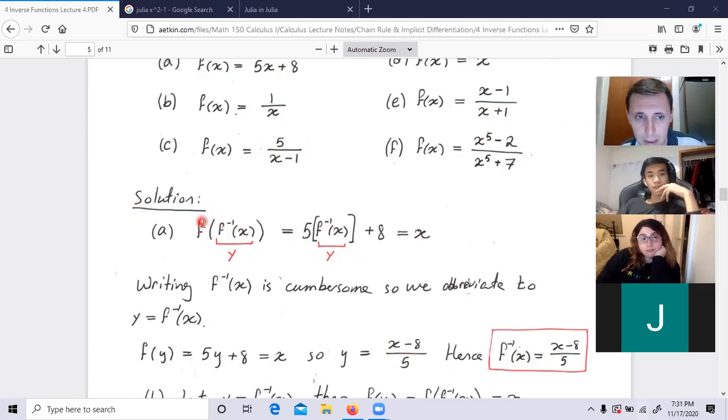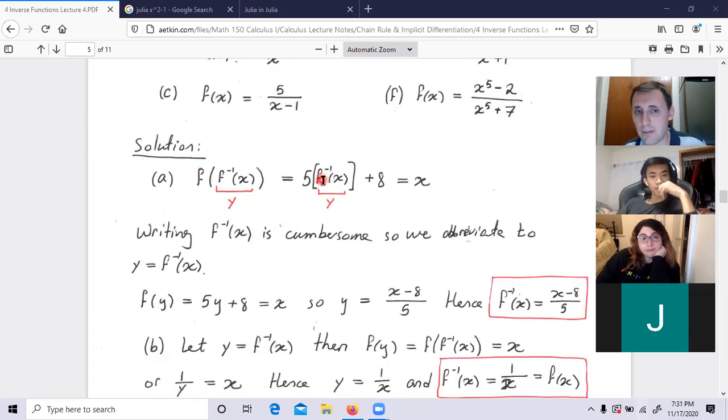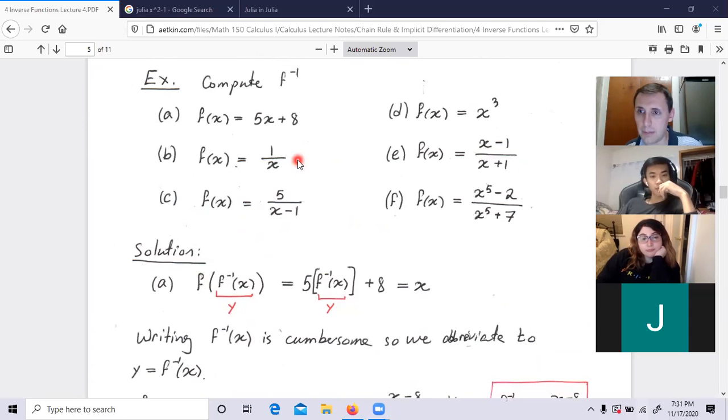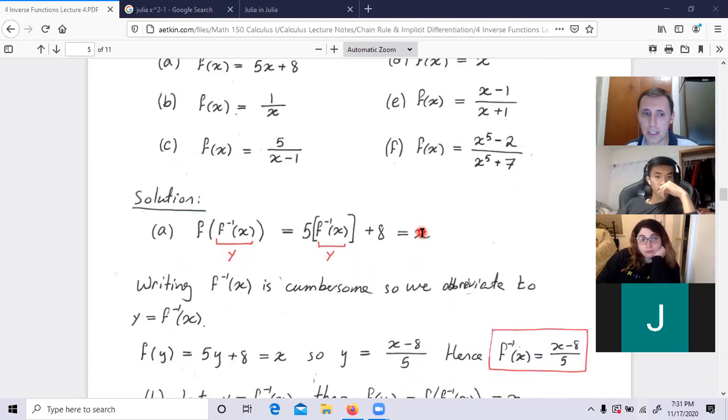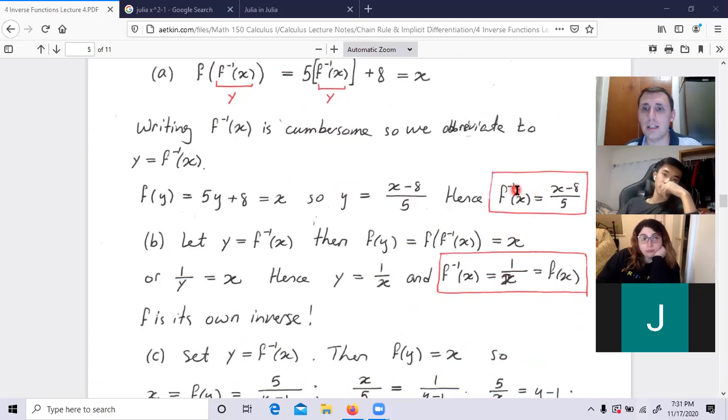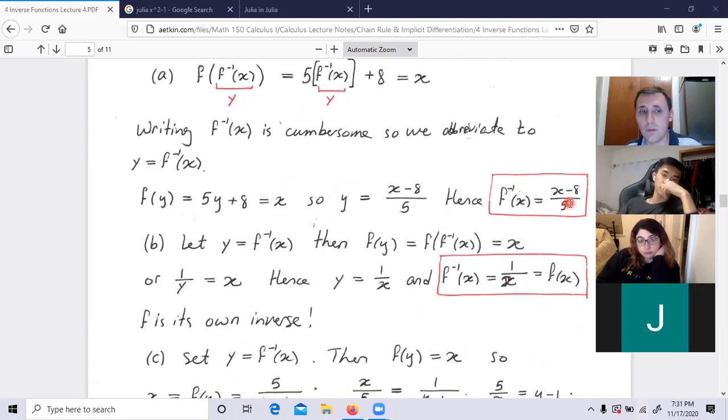But what does the digestive system of f do? It multiplies the input by 5 and adds 8. So what we get here is just 5 times y plus 8 equals x. That swapping the variables nonsense, right? You don't swap anything. You just labeled the inner function as y, and you get the input, yes? So then you get that the inverse function is x minus 8 over 5.